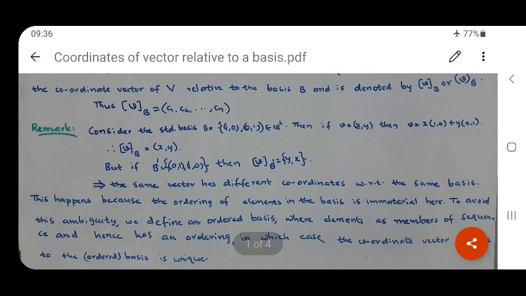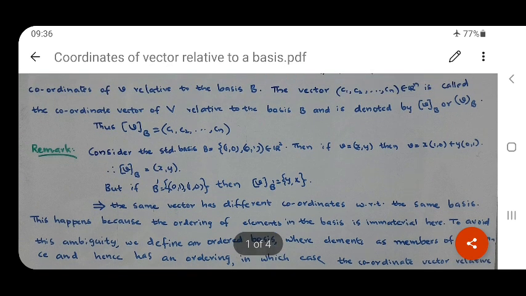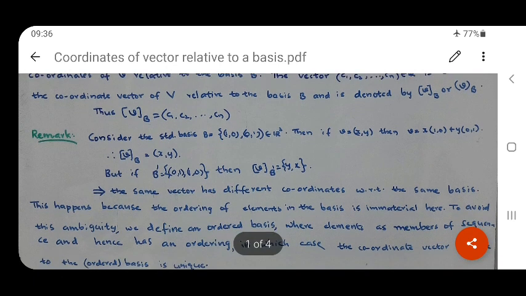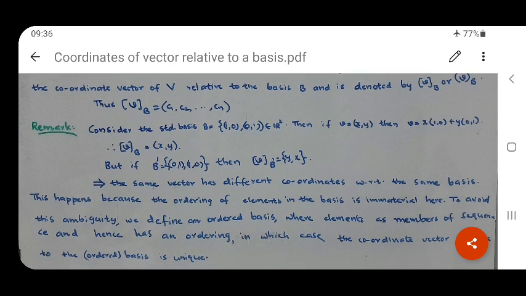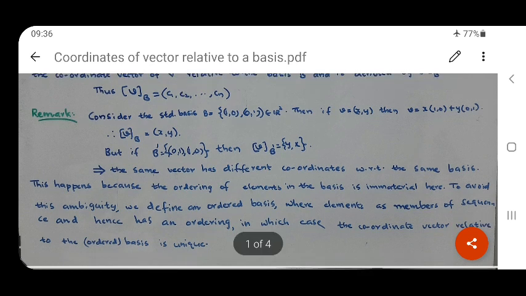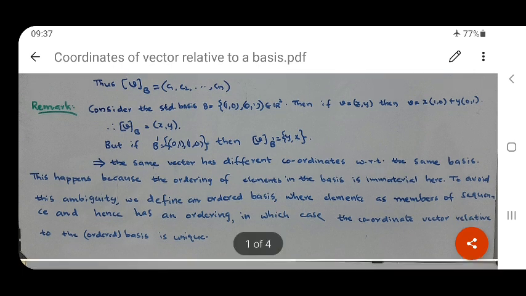Now suppose I change the order of the elements v1, v2, ..., vn. Say I write v2, v1, v3, v4, v5, v6, etc. For example, let us consider the standard basis B equals {(1,0), (0,1)} of R2. Then any (x, y) in R2 is expressible as x into (1,0) plus y into (0,1). So the coordinate vector of v relative to B is the pair (x, y).